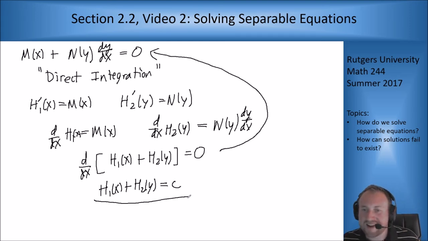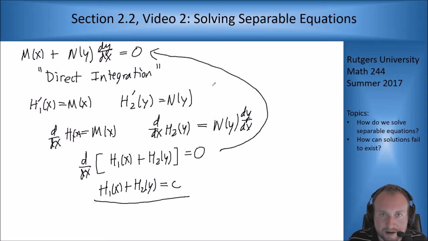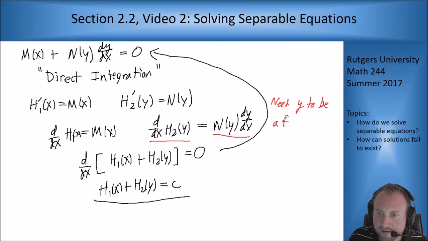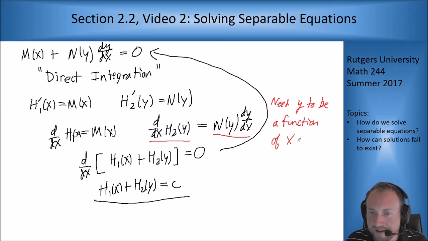However, there was one main assumption we had to make when we were doing this. Up here, we said we could take the x derivative of this function to get this. What that means is we need y to be a function of x. What causes issues with that is what happens if dy/dx goes to infinity? Well, if dy/dx blows up, we're going to get a vertical tangent, which means y is no longer going to be a function of x. And that's going to cause a solution to break down and no longer exist.